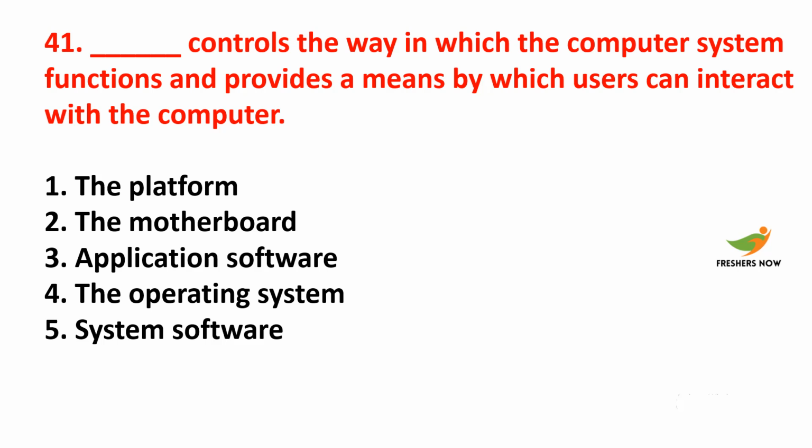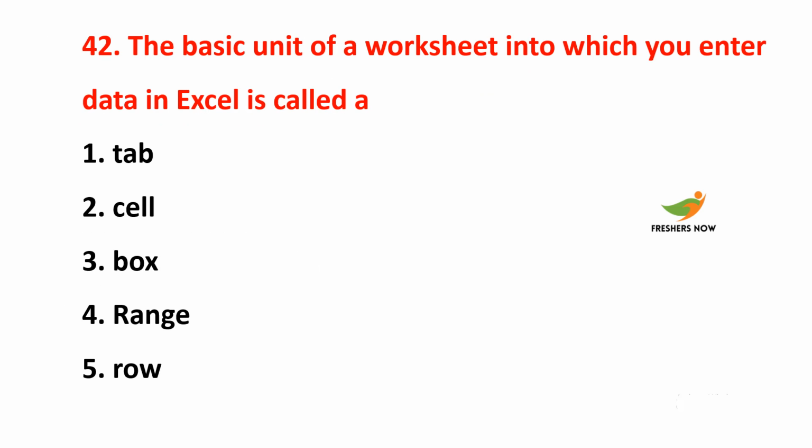41st question. Dash controls the way in which the computer system functions and provides a means by which users can interact with the computer. And the answer is option 4, the operating system. 42nd question, the basic unit of a worksheet into which you enter data in Excel is called a. And the answer is option 2, cell.